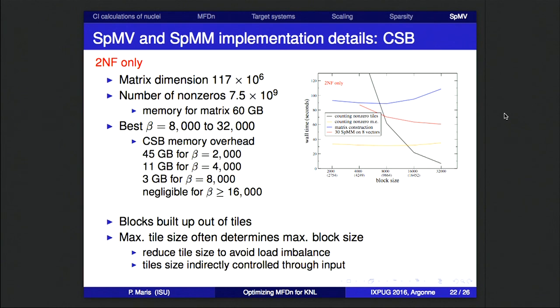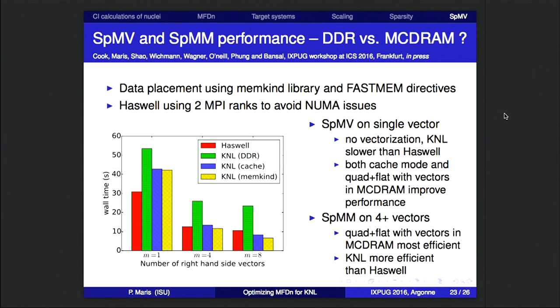The problem that I study right now, and I summarize the result, the characteristics here, the best value of this block size is somewhere between 8,000 and 32,000. The results I presented are mostly with 16,000. If I make the blocks too small, then I have to make my tiles smaller, and then counting and constructing the tiles will be a disaster. If I make my blocks too large, then counting and constructing the matrix elements within a tile gets too large. So there's kind of a sweet spot for this particular case that's around 16,000.